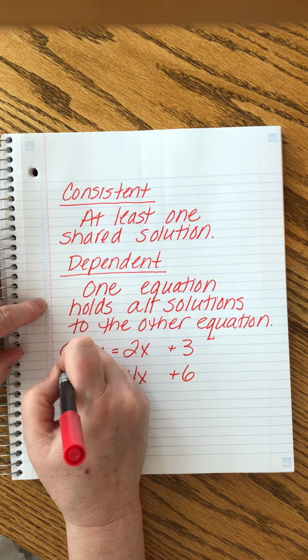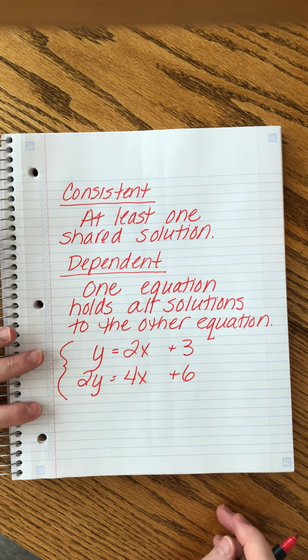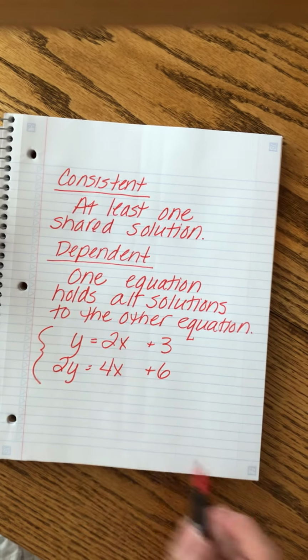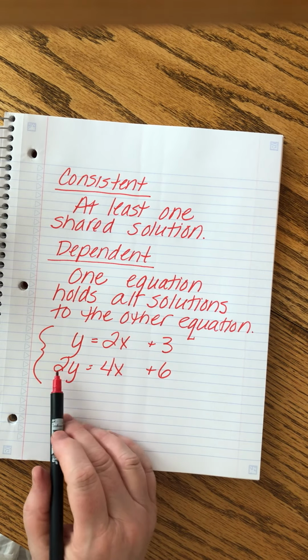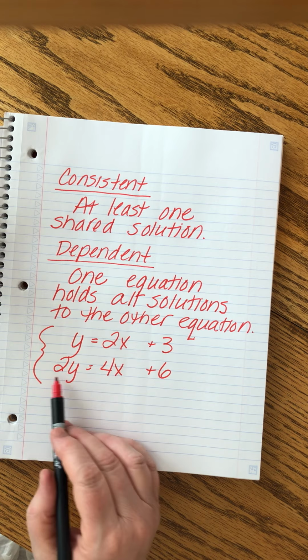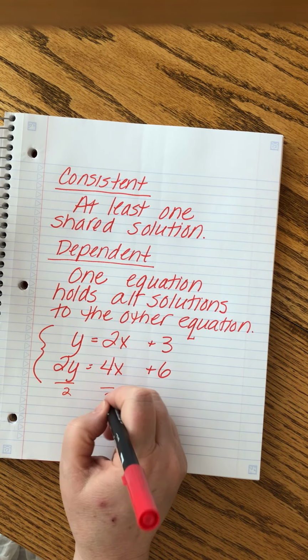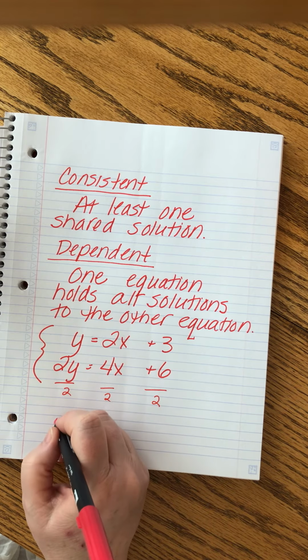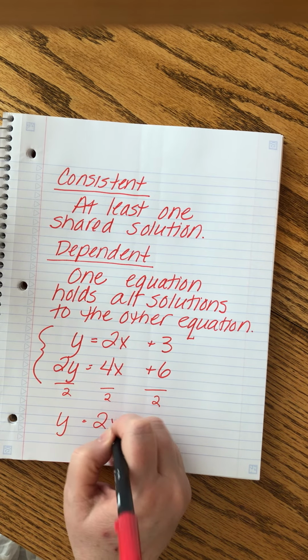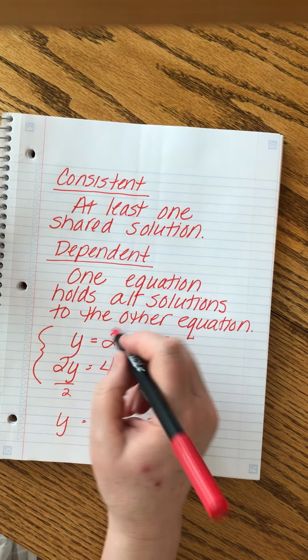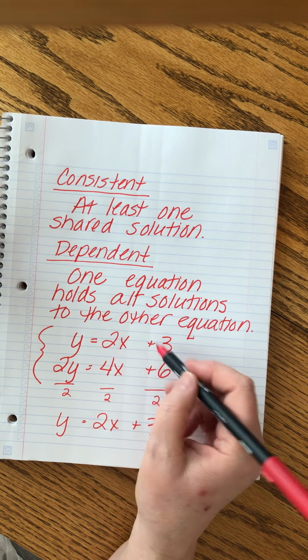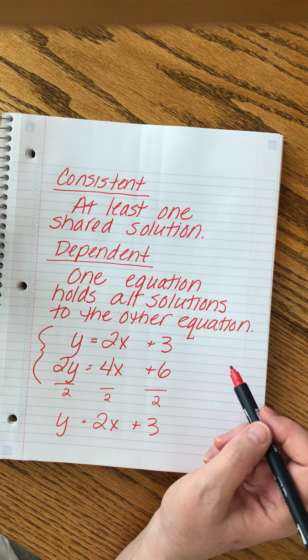remember that a system of dependent equations would look something like this, where I took an equation and I just multiplied it by the same number. Because then if we divide away the 2, we get the same thing back again. y equals 2x plus 3. These are not really two different equations. They're the same equation, just written in two different forms.